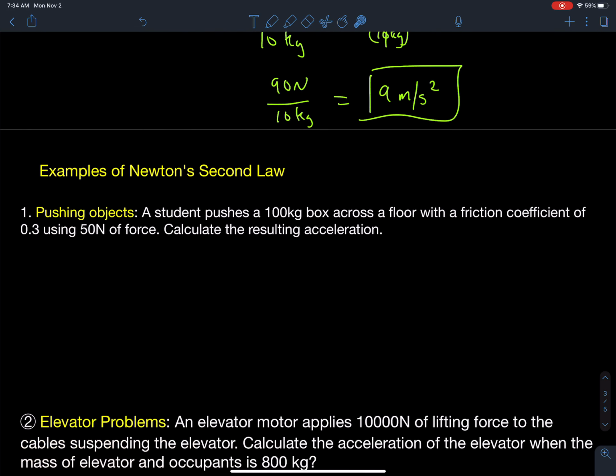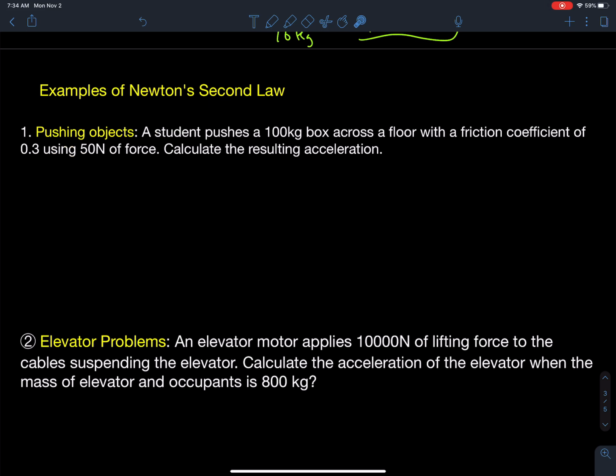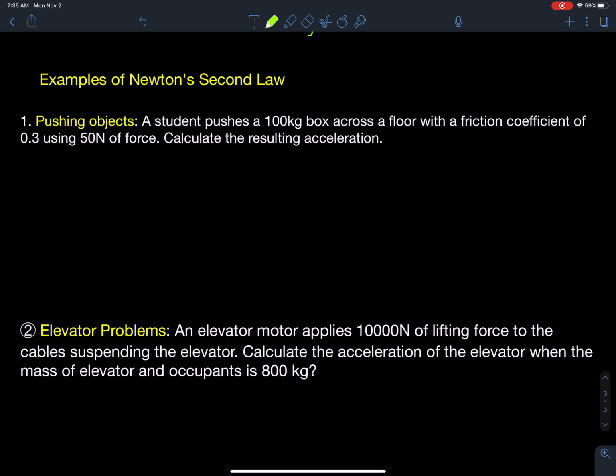So let's take a look at some more examples of Newton's second law and work through them together. You can pause the video at any moment just to go through this on your own and then see the answer that I'm about to put up. All right, so pushing objects, just like I showed above: a student pushes a 100 kilogram box across a floor with a friction coefficient of 0.3 using 50 newtons of force. Calculate the resulting acceleration. Okay, so we have to break down this problem. This problem is asking me to calculate the acceleration of a box sliding across a floor that has friction. And the applied force is 50 newtons.